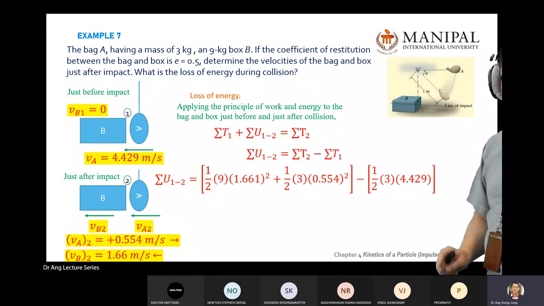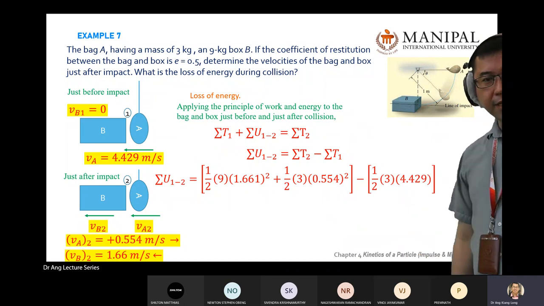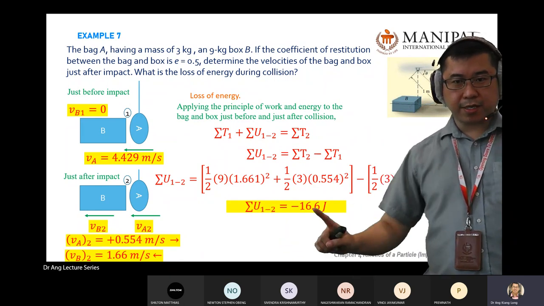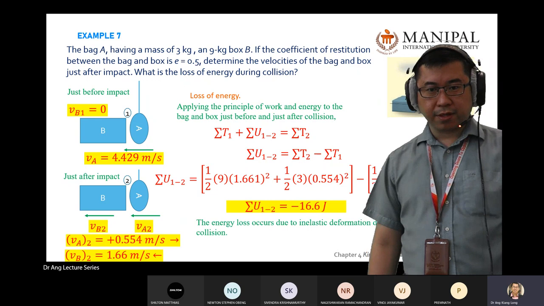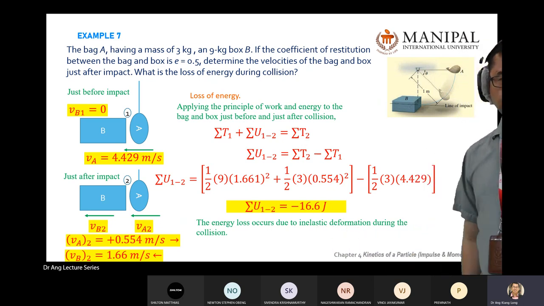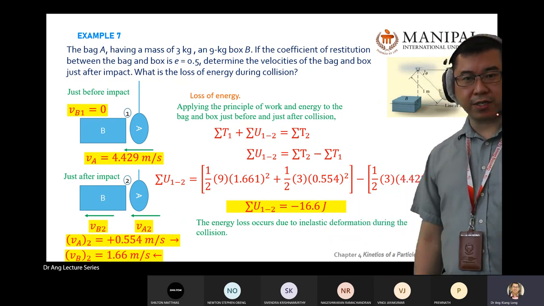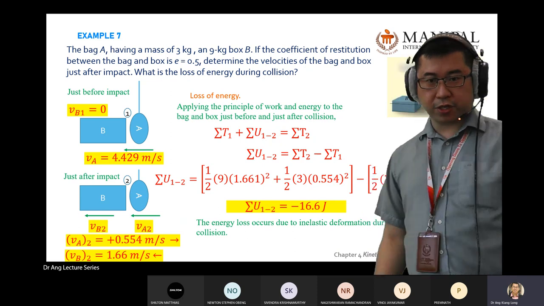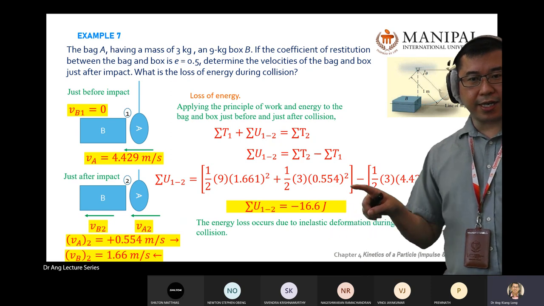VB doesn't move, so there's no value for it. Inside here, you can calculate everything. Once you calculate, the important thing is the unit of energy, which is joule. Minus 16.6 joule. There's a loss of energy, negative. The energy is lost because of inelastic deformation during the collision. You have loss of energy because of inelastic deformation, meaning the small e, the coefficient of restitution, is not 1. It's 0.5, so it's inelastic, and you expect a loss of energy.